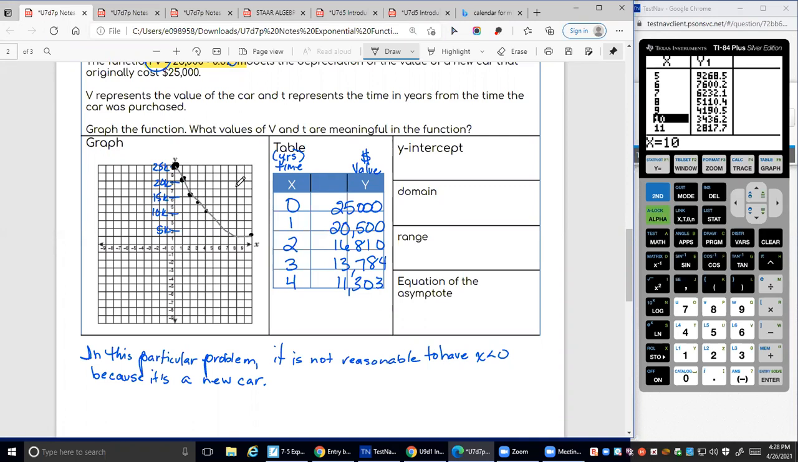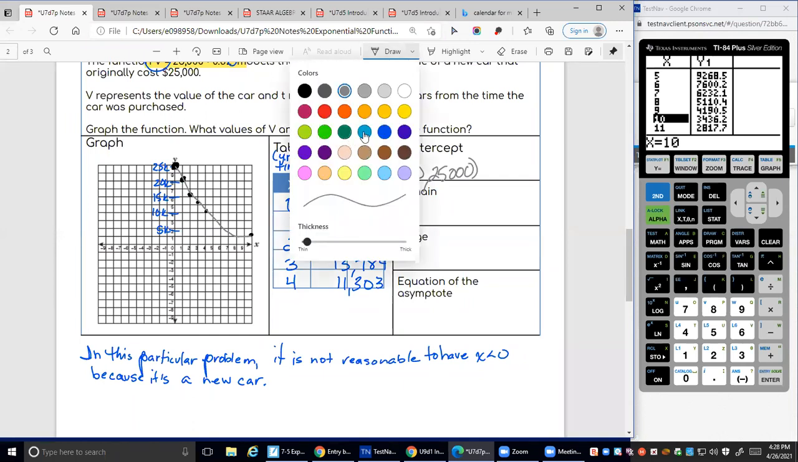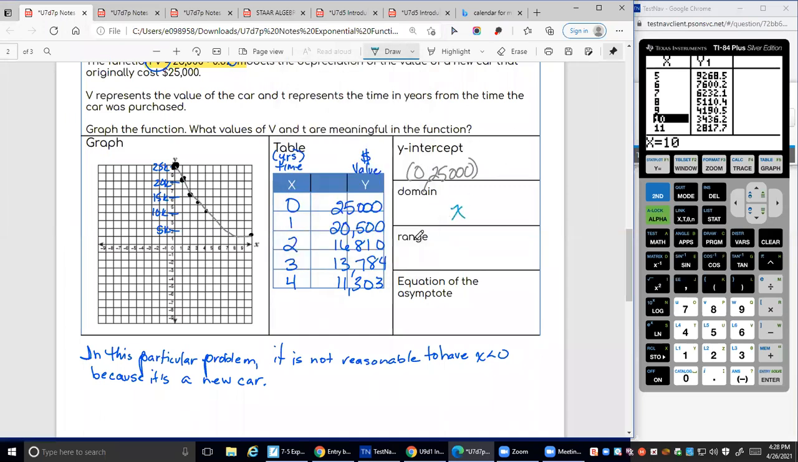So is this decay or growth? Decay. Excellent. What's my y-intercept? There you go, $25,000. That's the beginning of our story, right? Our domain. Let me talk to Maria. What do you know about domain? All about x, right? What's my smallest value? So we're on the x-axis, right? We go from left to right.